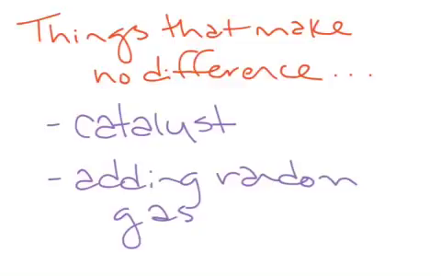And if it says you add an inert gas, so you have a system that has a whole bunch of gas in it and you decide you're going to add helium, it makes no difference to equilibrium because helium or argon or any of the other noble gases, they play no role in that reaction, which means they do not affect the value of K.